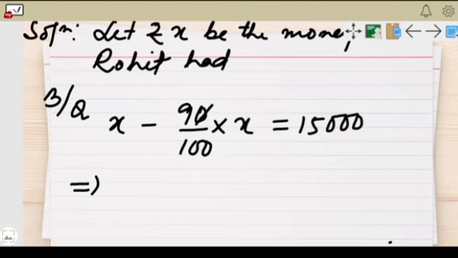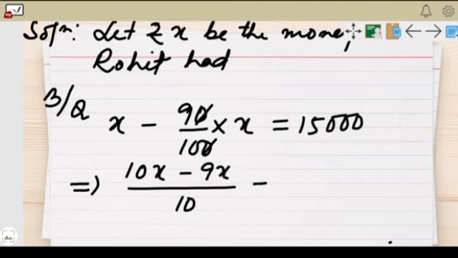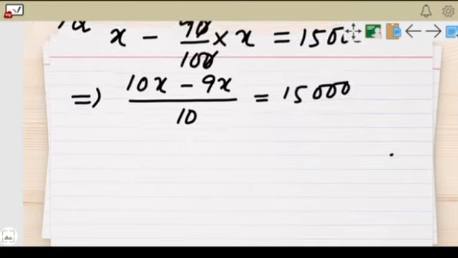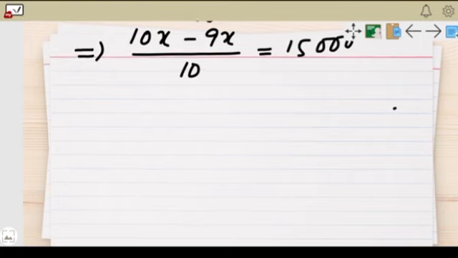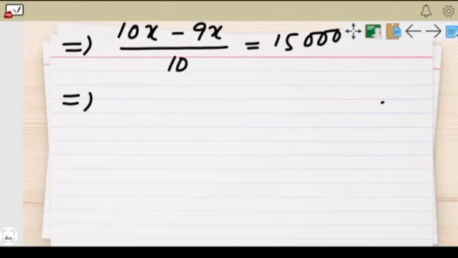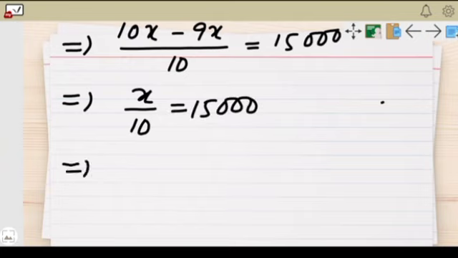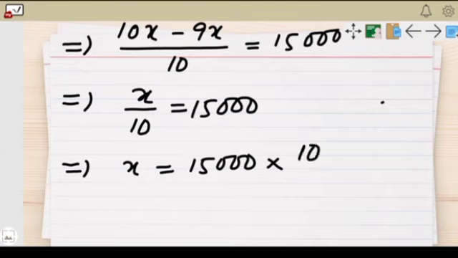Okay, I'll continue here now. I can cancel this 0 and 0, fine. So we have now here 10, then here 10x minus 9x, then equal to 15,000. Okay, so in the next step what happened, we'll write here 1x. 10x minus 9x means 1x. 1x means you can just write here x by 10, then equal to 15,000, and then I can write here x equal to 15,000 into 10, okay, divided by 1.